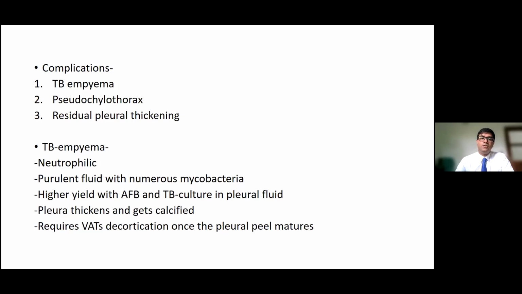However, with time, the pleura thickens and gets calcified, and it ends up as a trapped lung. So, a referral to the thoracic surgeon should be offered at that time for decortication once the pleural peel matures.